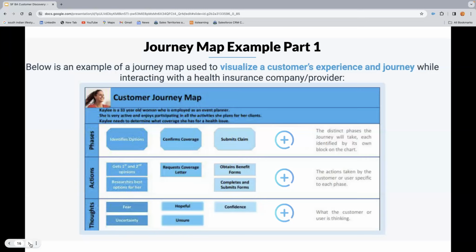The action taken by the customers or user specific to each process. Then fear and uncertainty come under hopeful, confident, and unsure. So this is what the customers or user is thinking.